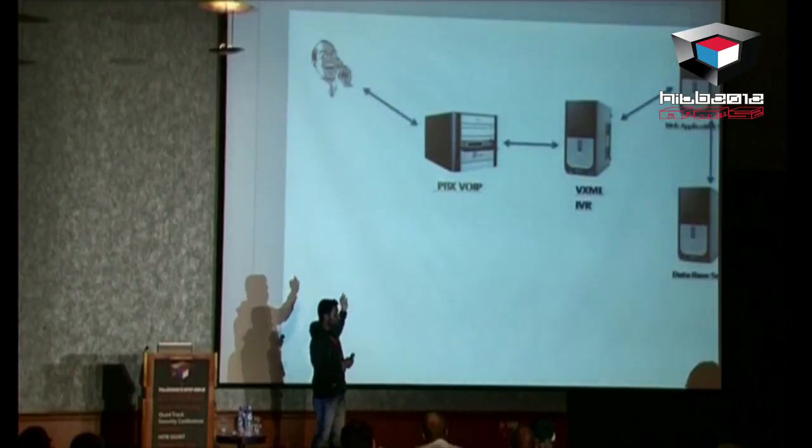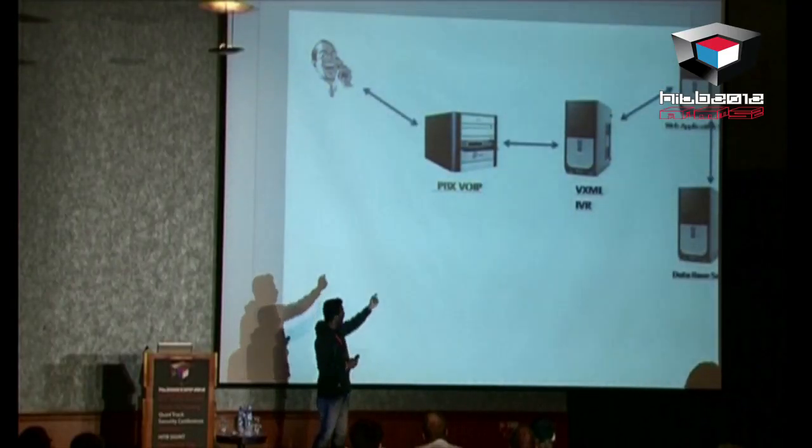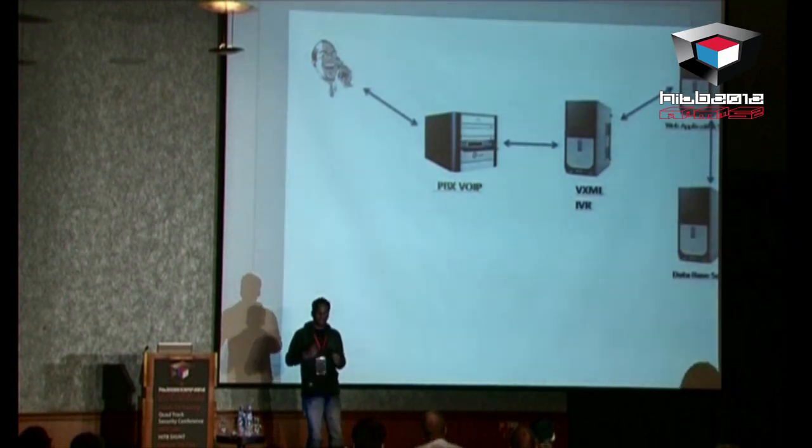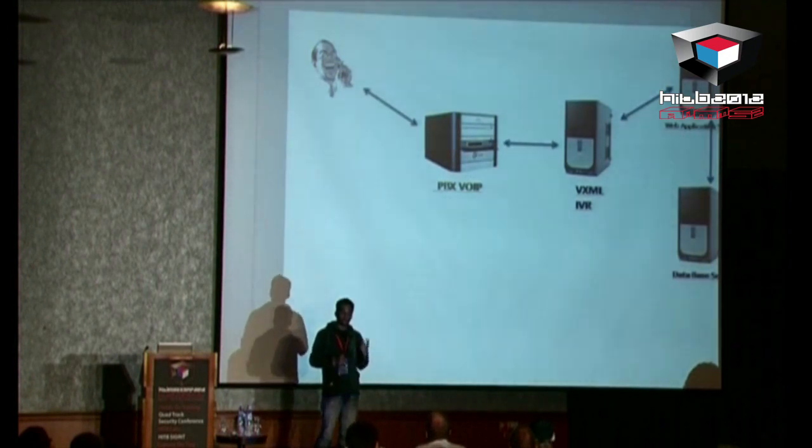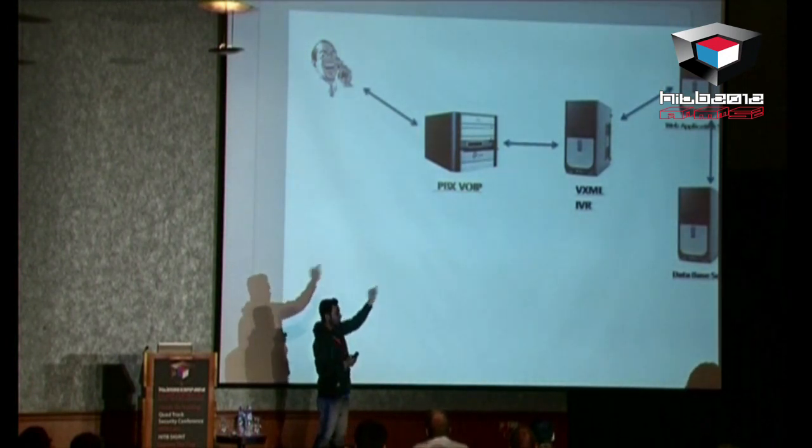It converts the word which came to the alternate character format and forwards it to the web application. So right now, I want to do a phone banking transaction. I entered my account number and PIN using my DTMF phone. The VXML server will detect the DTMF tones, decode them, convert them into the numerical format, and forward it to the web application.